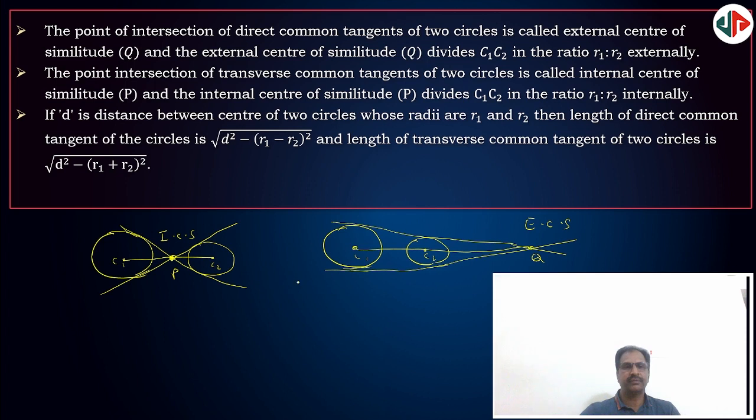Next, what is the length of a direct common tangent? Under root d square minus (R1 minus R2) whole square. And the length of a transverse common tangent is under root d square minus (R1 plus R2) whole square. Here, what is d? It is the distance between the centers. As I already told you, in any formula you need to know what the variables present in it are. Here, d is the distance between centers, and R1, R2 are the radii of the two circles.